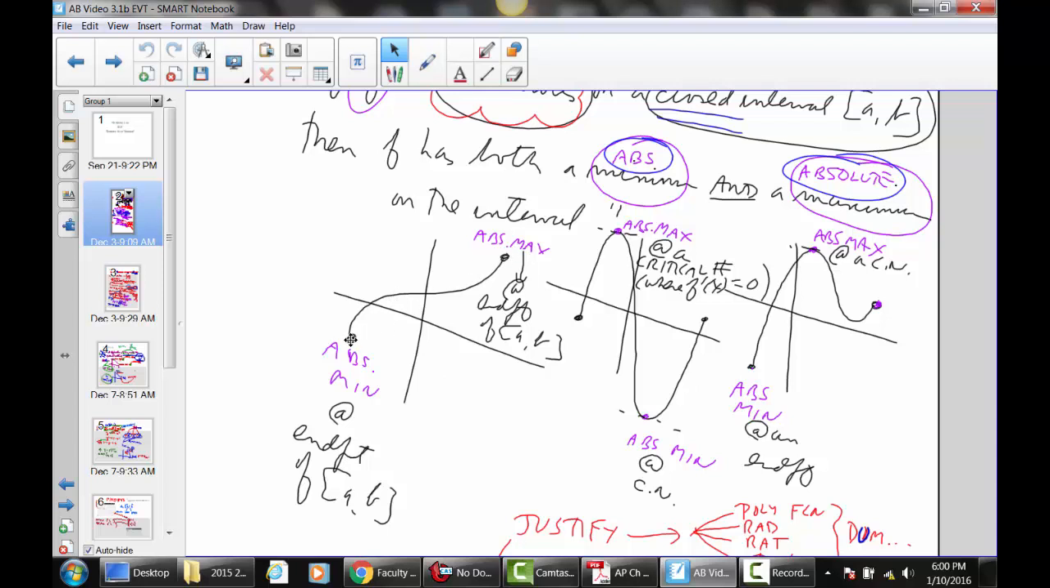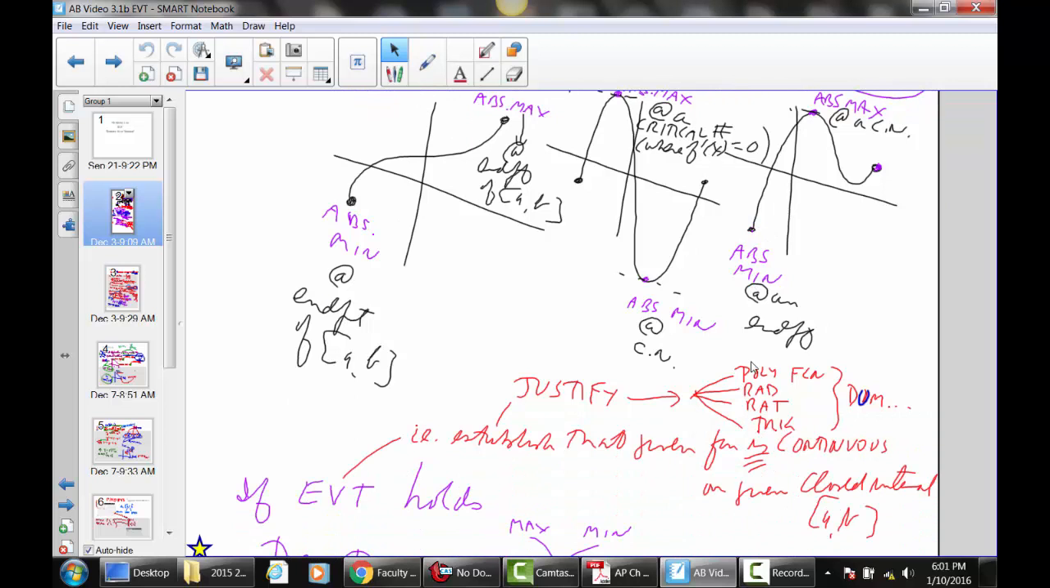Now in this particular case, they happen to both occur at the endpoints of the interval. In this particular case, they happen to occur at critical numbers between the endpoints of the interval. And here you have one of each. You have an absolute max at a critical number, and you have an absolute min at one of the endpoints.